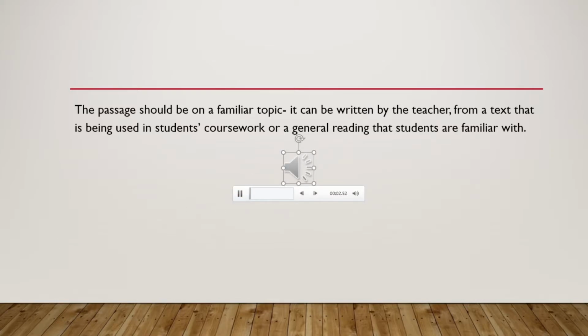The passage that is read aloud to students should be on something that they're familiar with. It shouldn't be an entirely new topic. It could be something that's written just for this exercise, or it could be from something that they're reading in one of their classes, or it could be just any general text that students have some familiarity with.